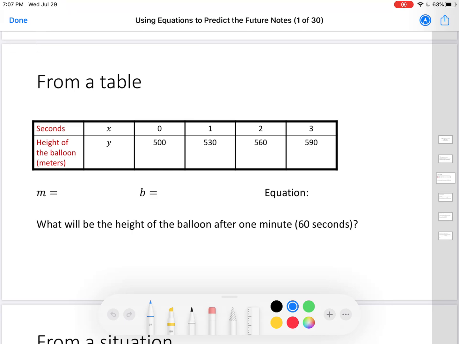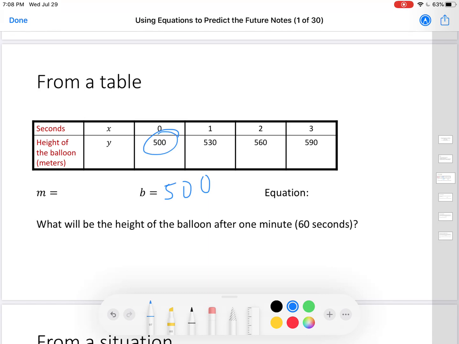Here is a table. We are comparing the height of a balloon across multiple seconds. X will be the number of seconds, y will be the number of meters above the earth that the balloon is. I know it's above the earth because it's positive. And I know it's going up because these numbers are going up. So we know M is going to be positive and we know B is going to be positive. All right, what's B? B is 500. How do I know? Because it's written right there. Remember, 0 is what B is.